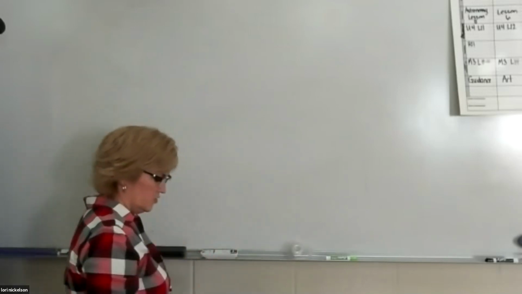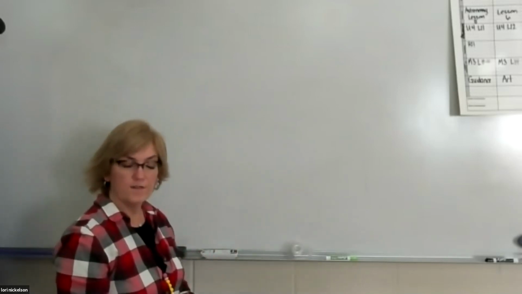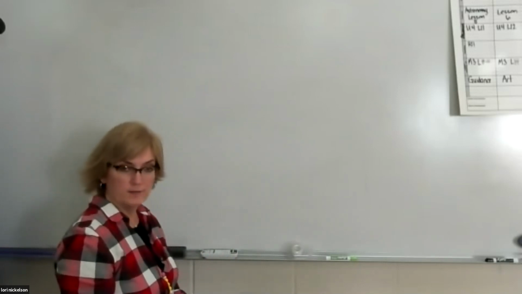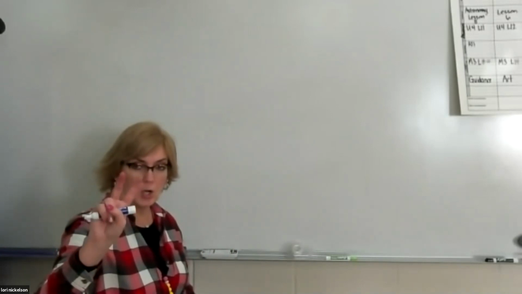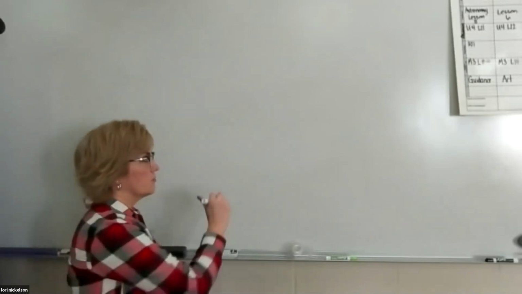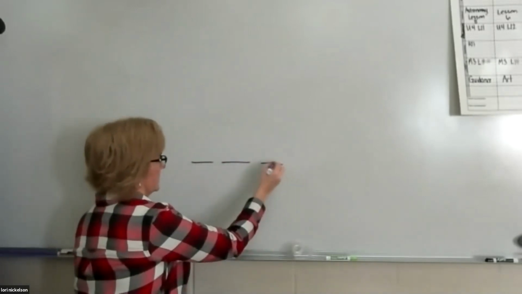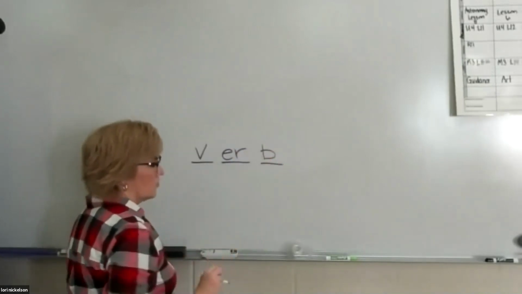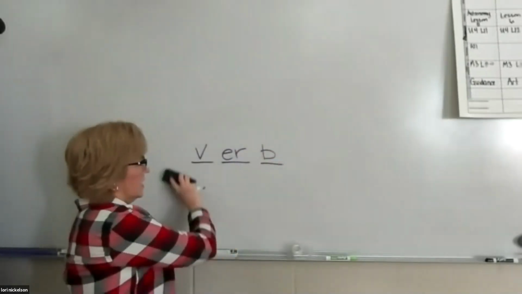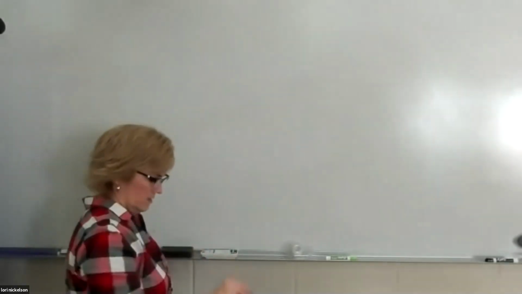All right. Let's do the word verb. Verb. Say the word verb. Good. Now let's see how many sounds we have. V-er-b. How many sounds? 3. Verb. Great job. And we've got 1 more.